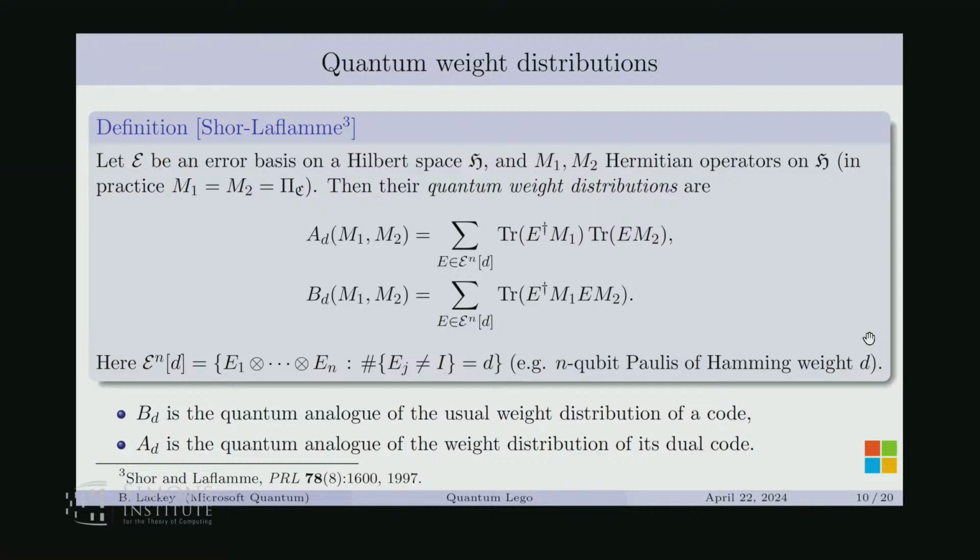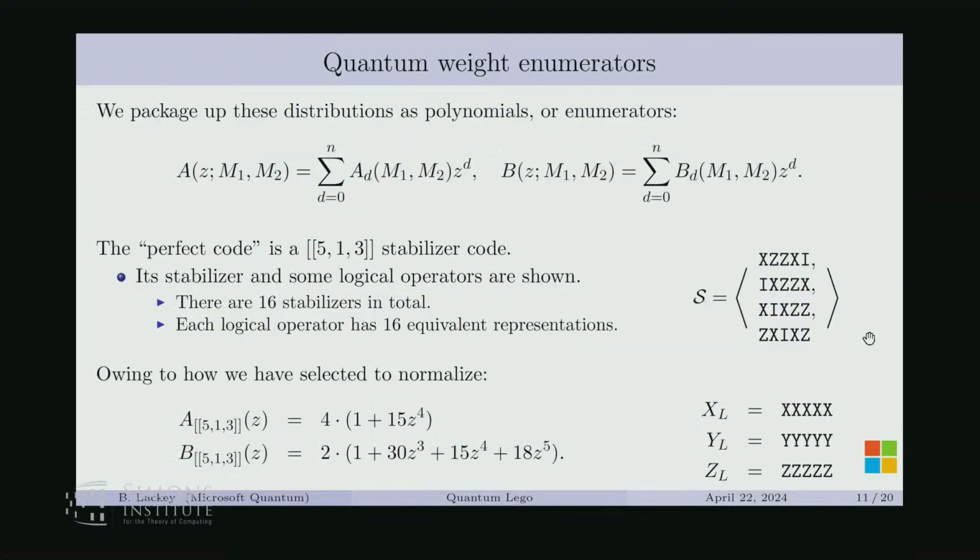It's the B operator which is like the traditional weight distribution of a classical code, and then A is like the distribution of its parity checks. I guess not surprising in hindsight, because stabilizers are sort of like parity checks of a code, and so their weight distribution is captured in the A. Okay, great. So these are quantum weight distributions.